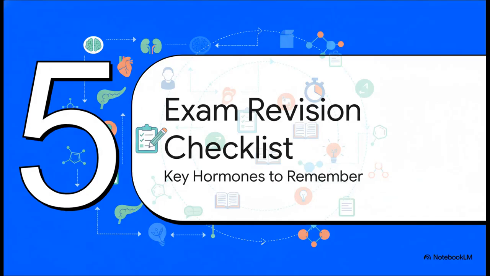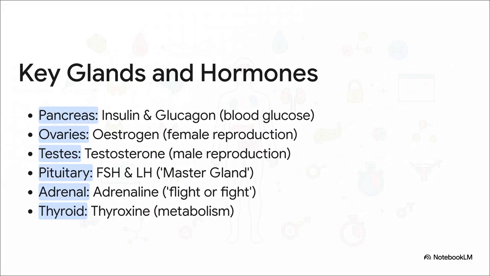Whew. Okay, we have covered a ton of ground. So to finish off, let's do a super fast, rapid-fire revision checklist. This is Section 5. These are the absolute must-knows for your exam. Ready? Let's go. Gland, hormone, job. Pancreas, insulin and glucagon for blood sugar. Ovaries, estrogen. Testes, testosterone. The pituitary gland, that's the master gland.